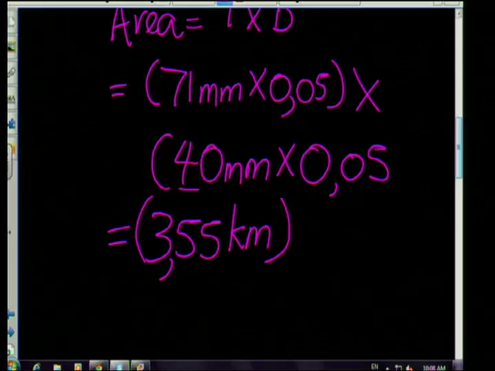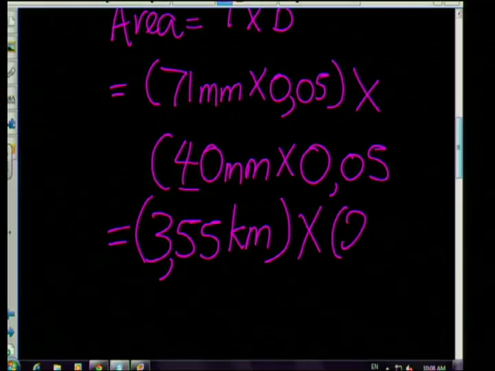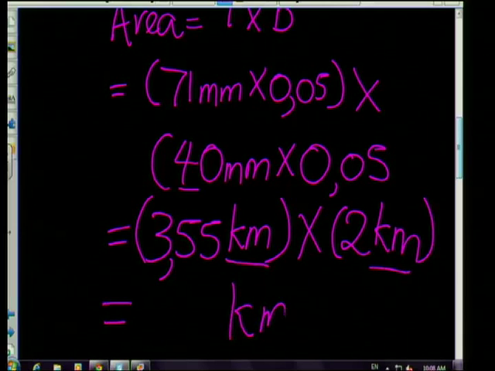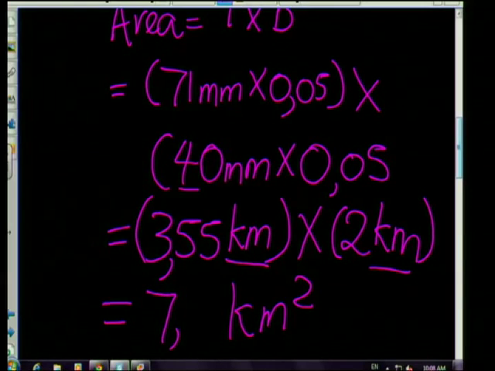Let's work out the next one. 40 times 0.05 equals 2 kilometers. So hence, always remember, kilometers times kilometers would give me an answer of kilometers squared. Let's look at it. 3.55, which is my length, times 2 equals 7.1. So my answer for the area of blocks A1 and A2 is 7.1 kilometers.